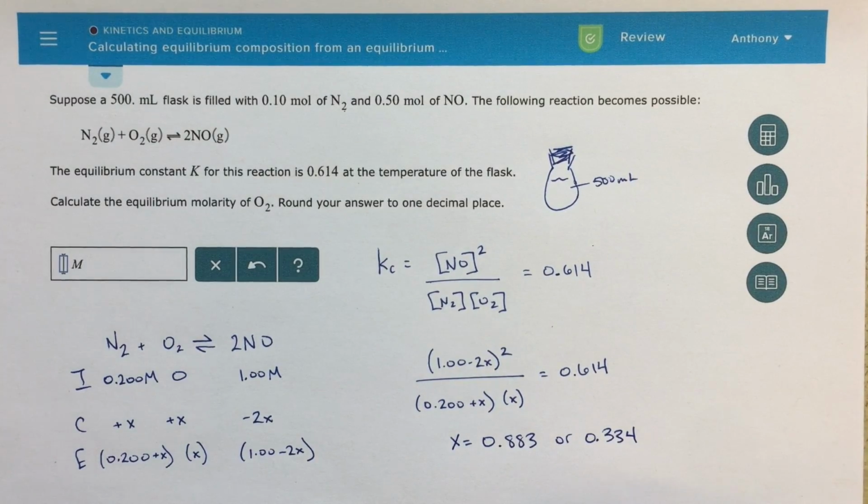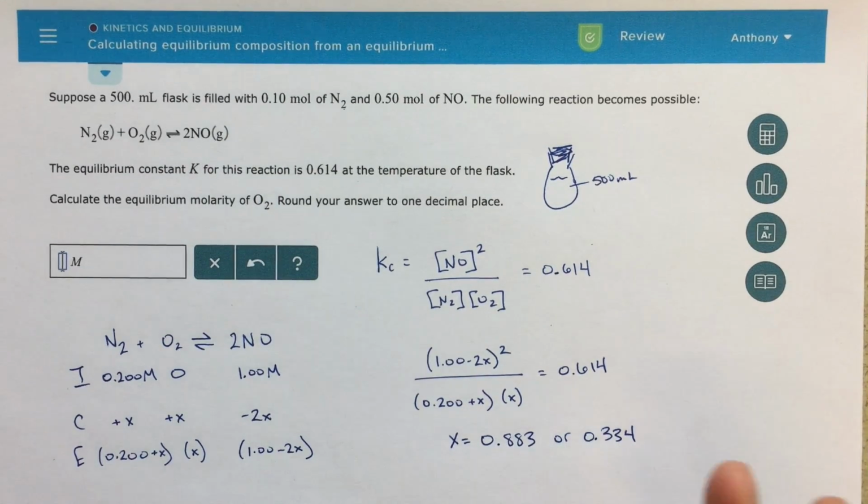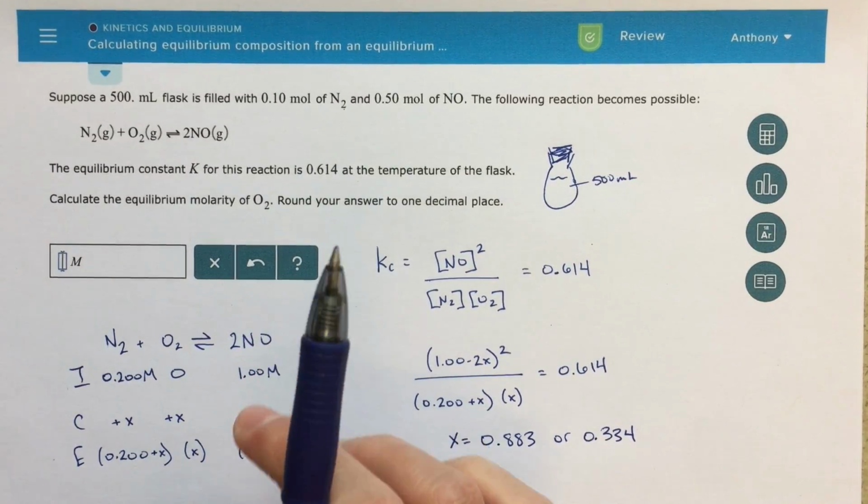So then you need to decide, well, which one should I use? Which one is going to make sense? They both seem like reasonable numbers. Sometimes when we do this, we're going to get one number that's positive and one number that's negative. Obviously, in that case, we'll use the positive number. But in this case, what we need to do is check which one of these numbers makes sense or is valid with what we have written over here.